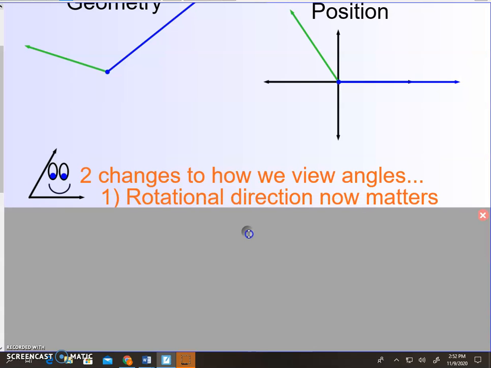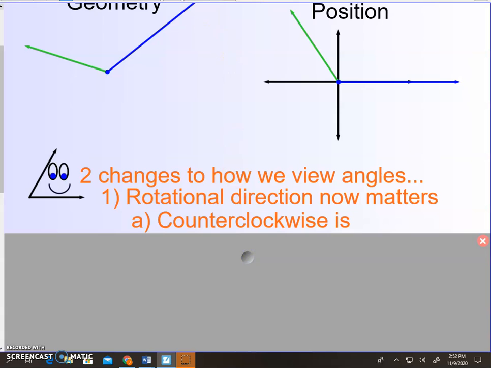The first is that rotational direction matters. When we rotate counterclockwise, and I know you guys have rarely seen analog clocks anymore, but counterclockwise means against the clock. So if we rotate this way, that direction is considered to be a positive rotation. So we might say that this angle is 120 degrees, and it's positive because it's going counterclockwise.